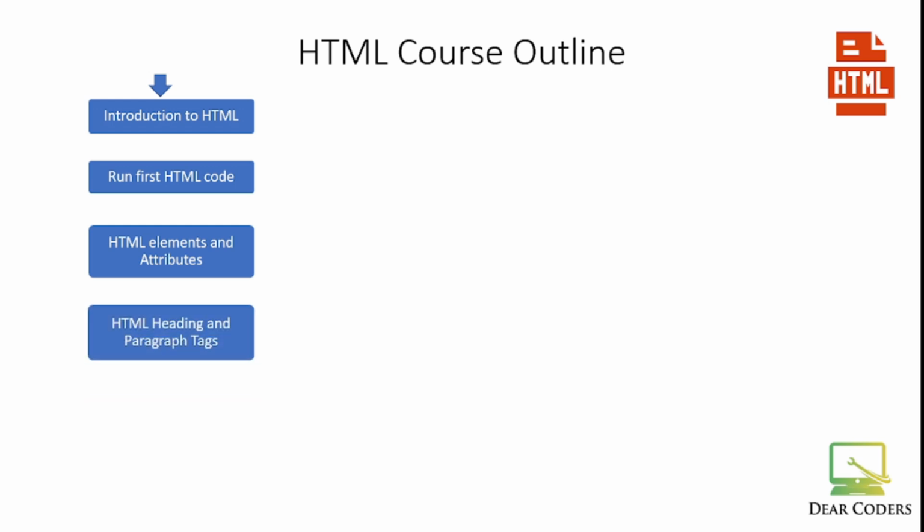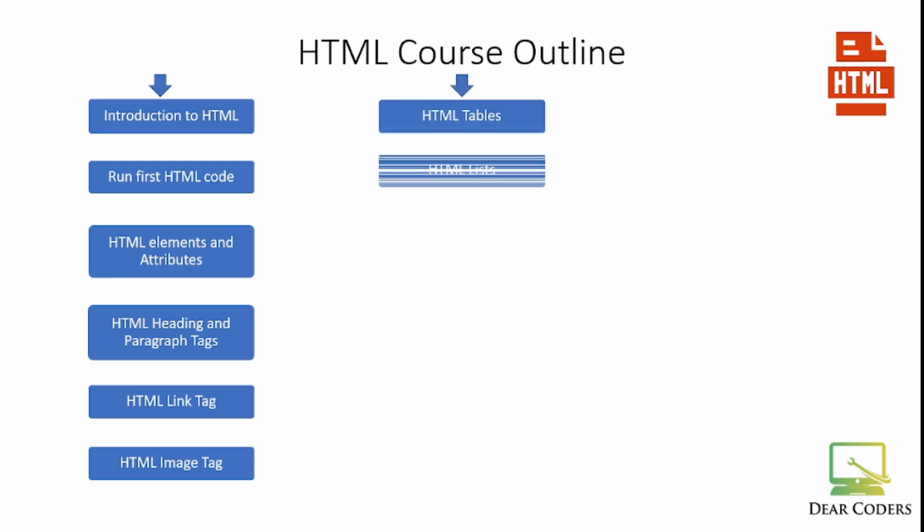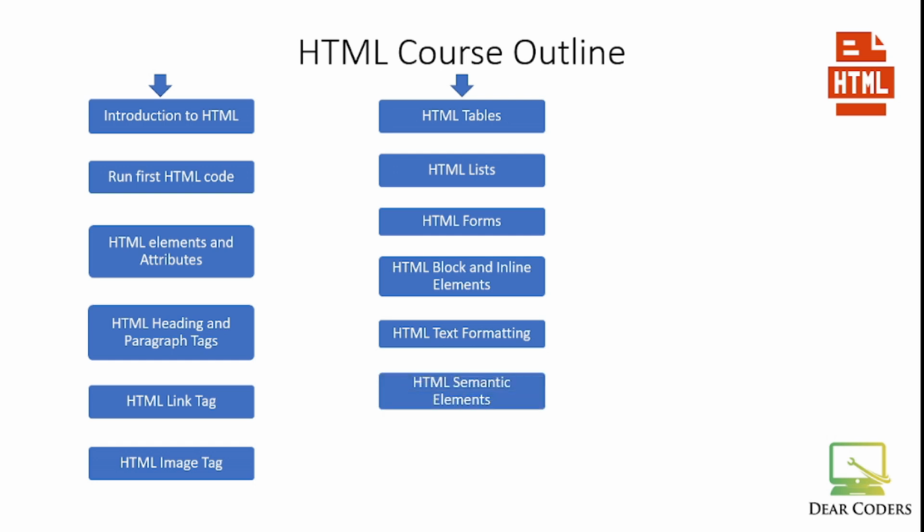Then we'll go through some of the HTML tags which consist of heading, paragraph, link, image, then tables, lists and forms. Then we'll go through the block level and inline level elements. Then we'll see some of the text formatting in the HTML, like we can make the text bold, italic, etc. So we'll learn about that.